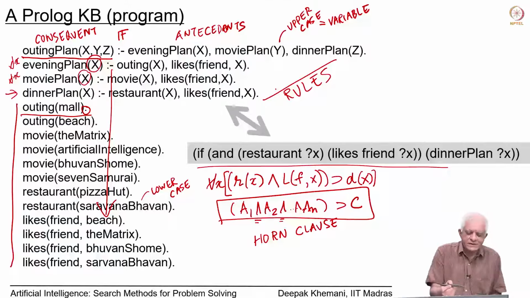The second rule says that you have an evening plan if you have an outing x and your friend likes x. Likewise, you have a movie plan if there is a movie which your friend likes, and you have a dinner plan if there is a restaurant which your friend likes.